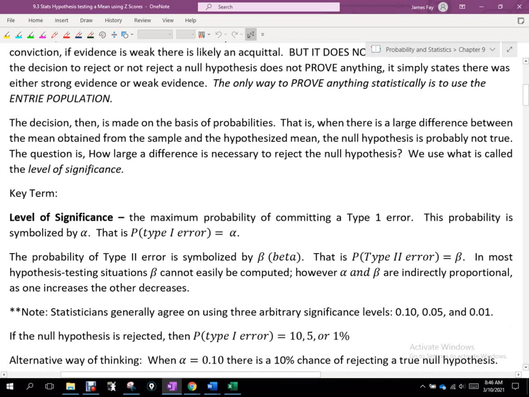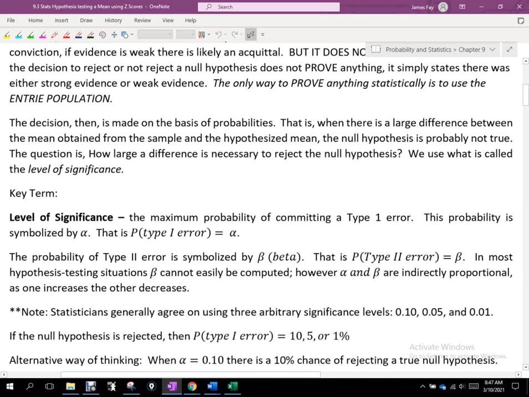And what we find out then, if using the entire population will get me closer to proof, then larger sample sizes are closer to the entire population, right? So maybe the larger the sample that we choose, the better data, the better evidence we will be presented with. So the decision then is made on the basis of probabilities.